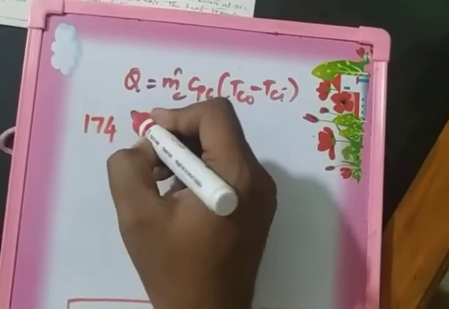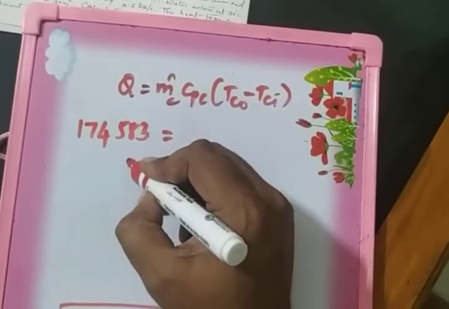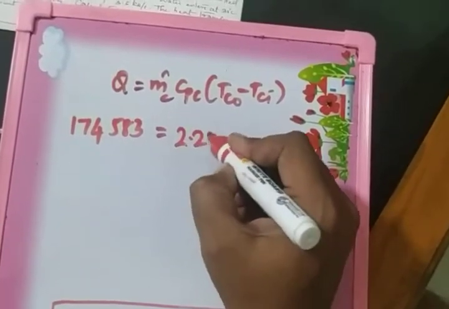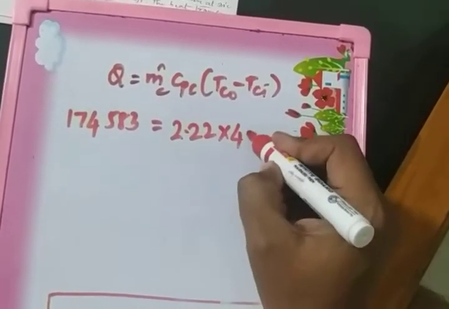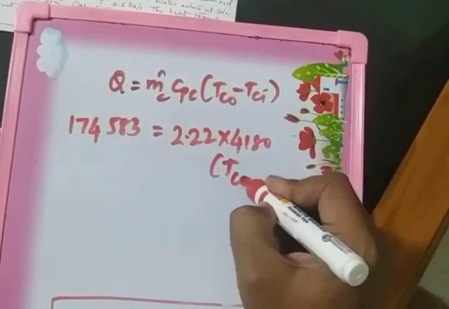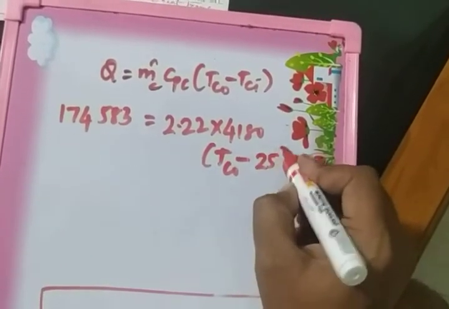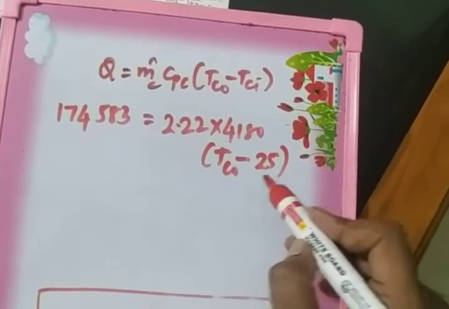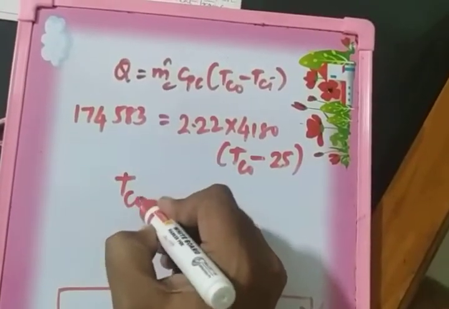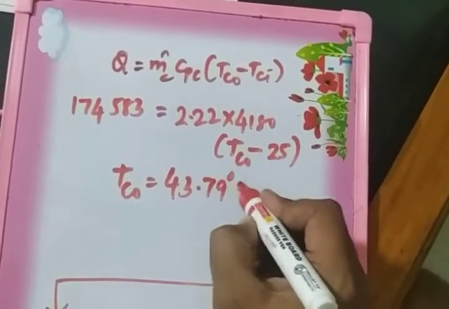It is 174,583 watts, or 174.583 kilowatts. That should be equal to m dot C, which is already given as 2.2 kg per second, then 4180 is the Cp of water. Then we want TCO, so TCO is unknown. I'll write it as it is, minus TCI, which is given as 25 degrees Celsius. In this expression, the only unknown is TCO, which you can solve, and it comes out to be around 43.79 degrees Celsius.